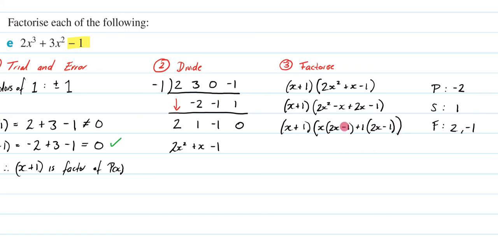You know it worked because we got 2x minus 1 twice. So that means we're going to be left with x plus 1. Then I'm going to get x plus 1, then 2x minus 1. And as you can see, I got x plus 1 twice. So that means I'm going to get x plus 1 squared, 2x minus 1. And that is your fully factorized answer.